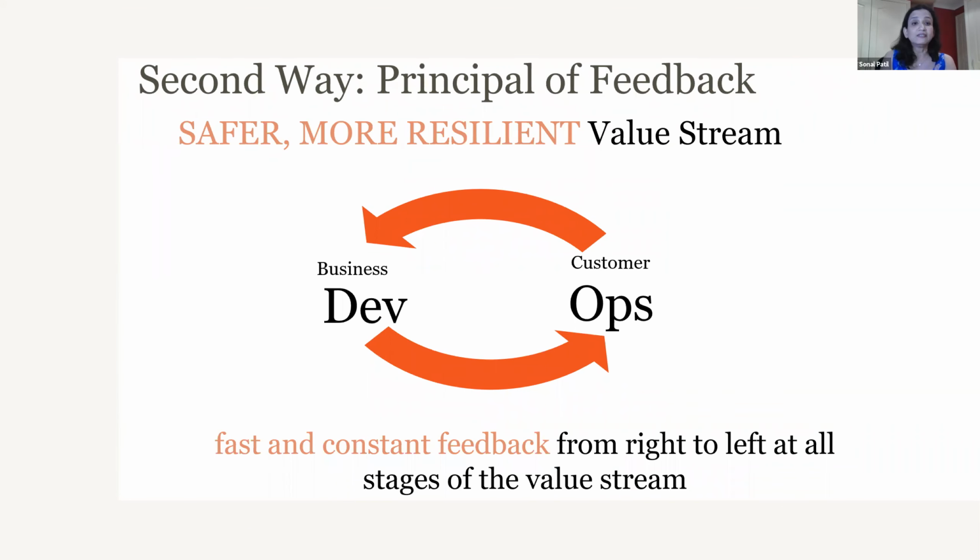Now that we've seen the first way, let's look at the second way. So in the first way, we established a value stream. Now we want to make it a safer, more resilient value stream. And the way we do that is by fast and constant feedback from right to left. This feedback comes not just from the customer to the business, but from all stages of the value stream. Let's look at some of the DevOps practices that help us with this feedback and how they relate to the principles.